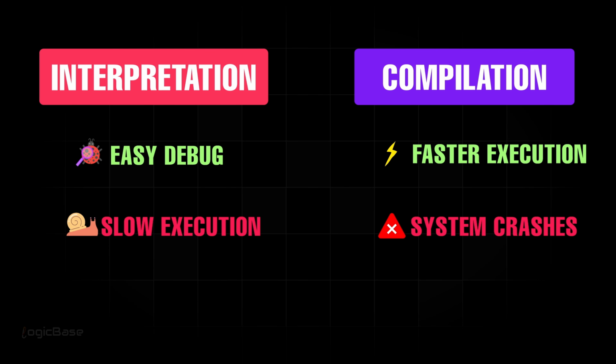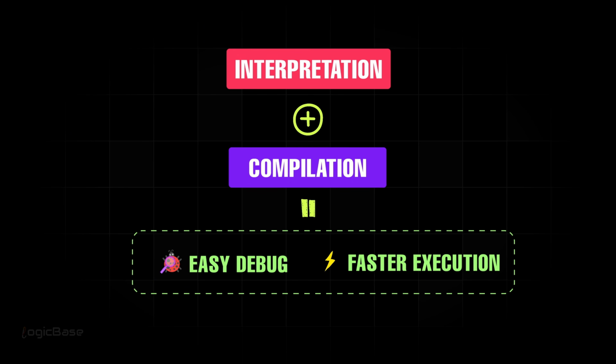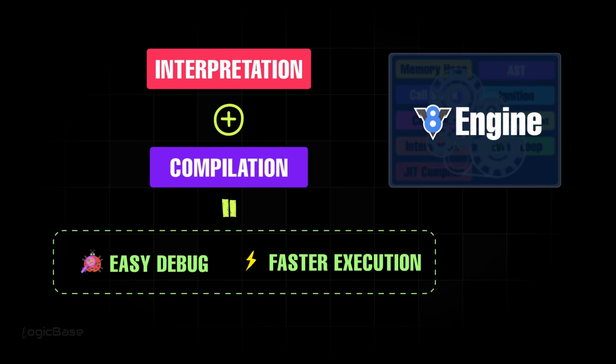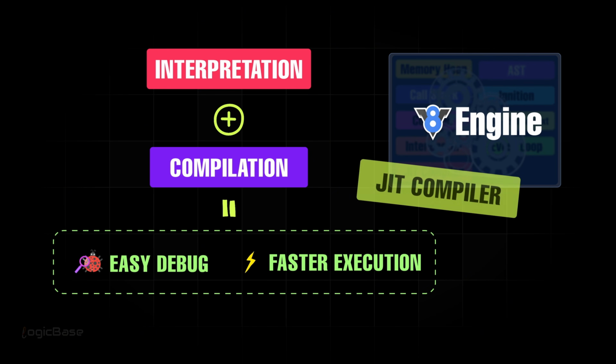So imagine if there were a way to combine both, to get the best of both worlds, fast execution and easy debugging. That's exactly what Google Chrome did in 2008 when they introduced the V8 engine. They combined these two approaches into a single system and called it a just-in-time compiler or JIT compiler.